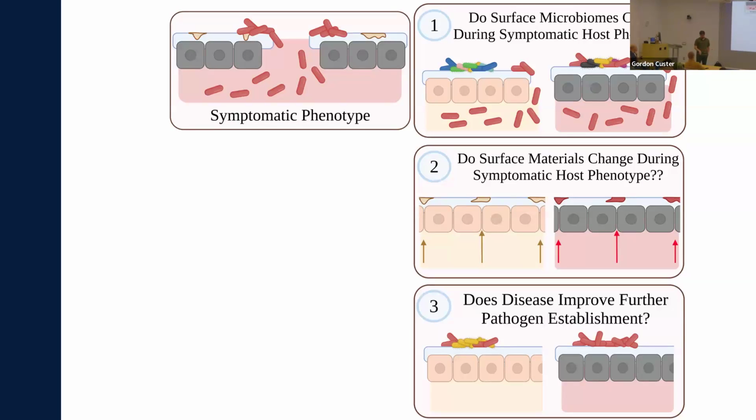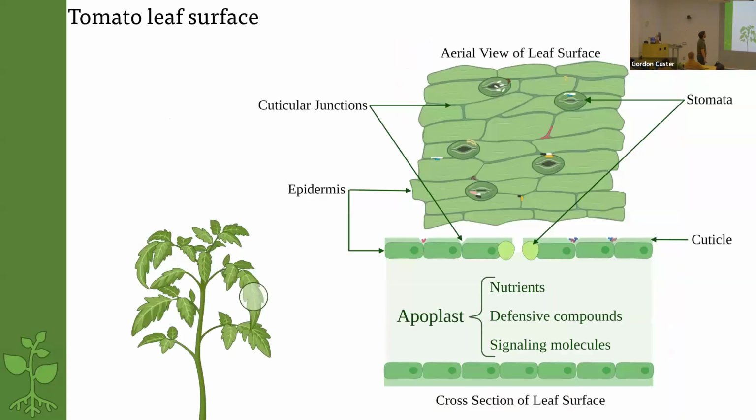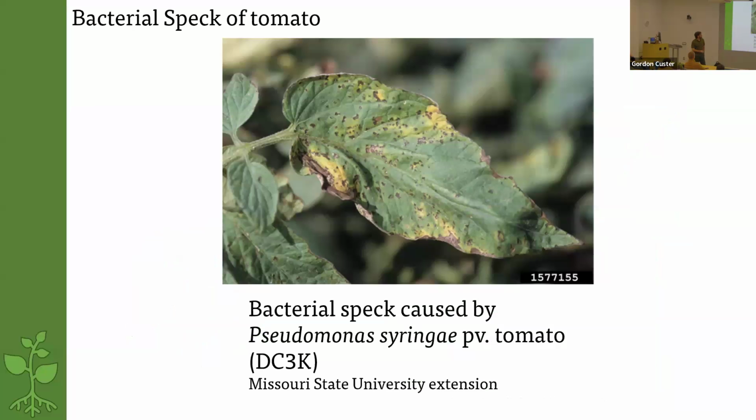Okay, so to come back to the overarching figure. We've just chatted about whether surface microbiomes change, and we looked at that in the mushroom pathosystem, the Agaricus bisporus bacterial blotch pathosystem. And now I want to transition a little bit to talking about whether these surface materials change during a symptomatic host phenotype. And I'm going to transition from mushrooms now into the tomato bacterial blotch, bacterial speck, excuse me, system. That's out of order.